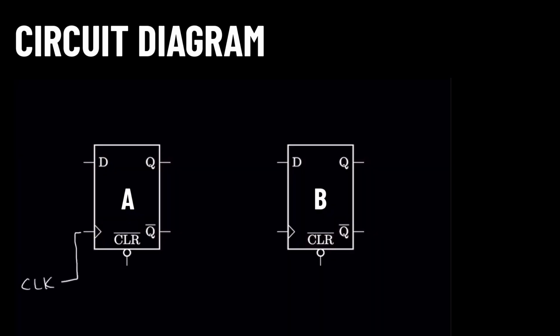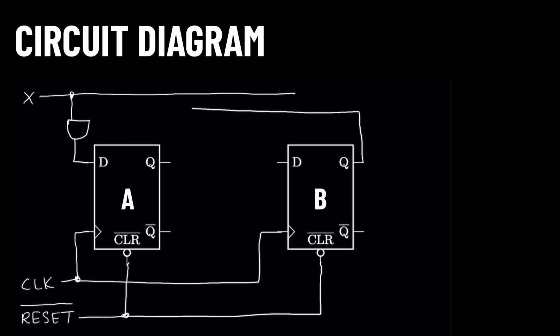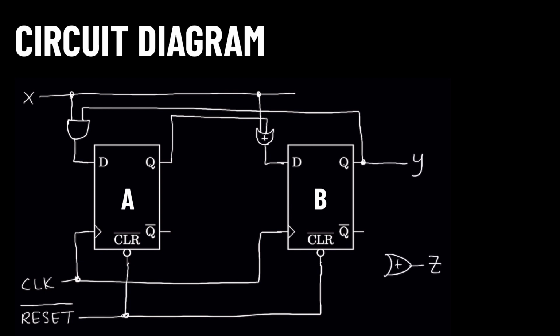Connect both flip-flops to a common clock source. Connect the asynchronous clear pins to an active low push button. Connect a toggle switch or other similar input device to represent the input variable. Then, using X, the value from the toggle switch, A, the output value of flip-flop A, and B, the output value of flip-flop B, connect each flip-flop input according to the expressions we derived. We also need to use the 2 flip-flop outputs to wire up the 2 output signals Y and Z.